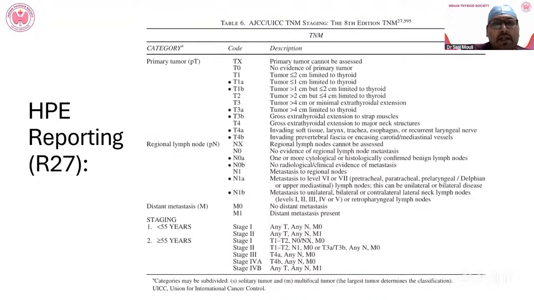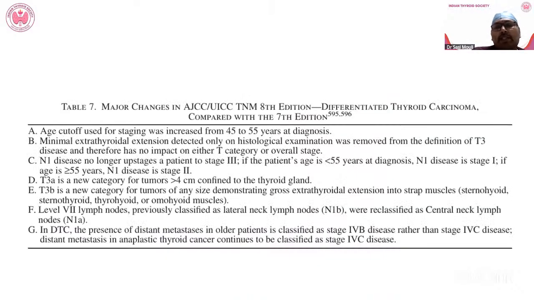This is the TNM classification, AJCC 8. So now, less than 55 years, it is only stage 1 and stage 2. Previously, it was 45 years. So these are the major changes from the 7th edition. Age is changed from 45 to 55, minimal extrathyroidal extension has been T3, and T3A is just only 4 centimeters. T3B has got a new category which has got gross extrathyroidal extension.